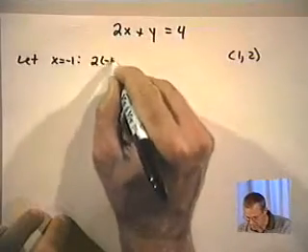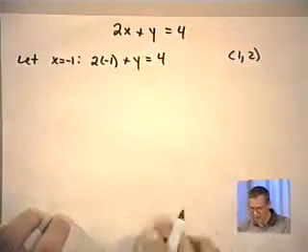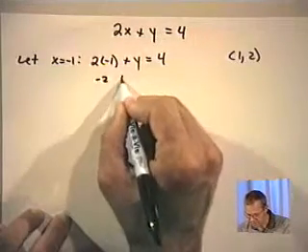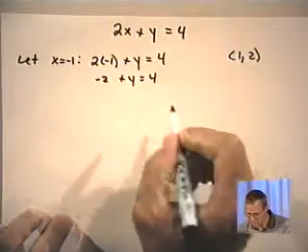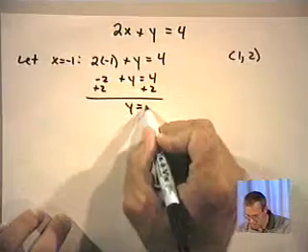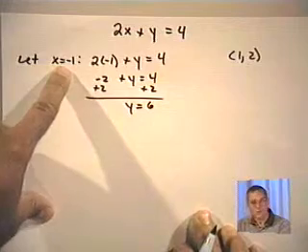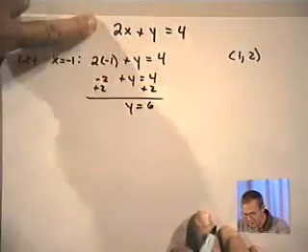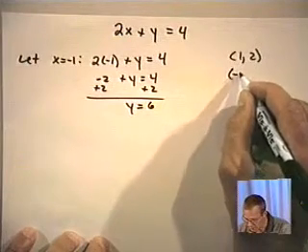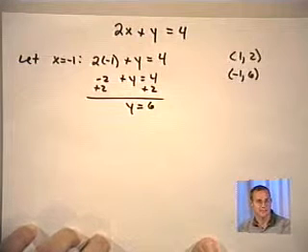So let's plug in a -1 for x, and we'll try to find the y value. 2 times -1 is -2. Add 2 to both sides. So when x is -1, the corresponding y value that will satisfy this equation must be 6. So that tells me that the ordered pair (-1, 6) is on the graph of that line.